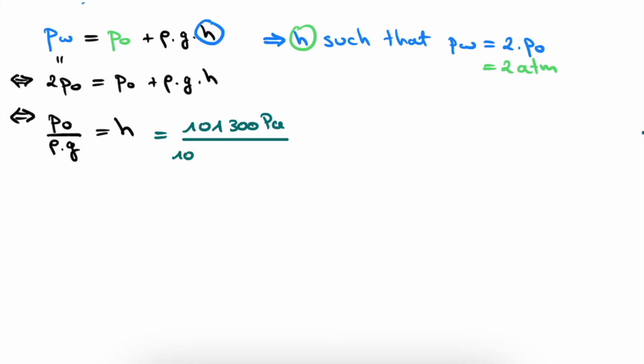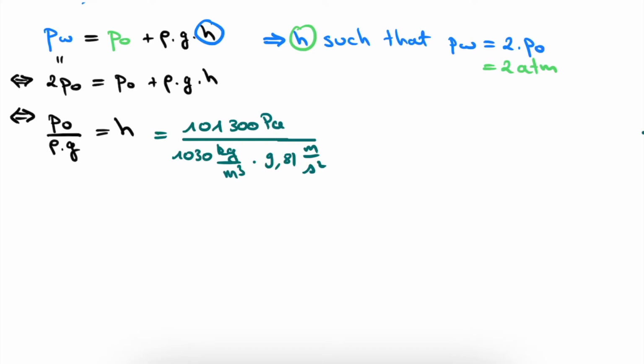And the density of seawater is 1,030 kilograms per cubic meter, which simply means that if we have 1 cubic meter of seawater, whatever form it may take, just as long as its volume is 1 cubic meter, then the mass of this volume would be 1,030 kilograms. And we multiply this, of course, with the gravitational constant, which is 9.81 meters per second squared. And this is the fraction that we need to calculate.